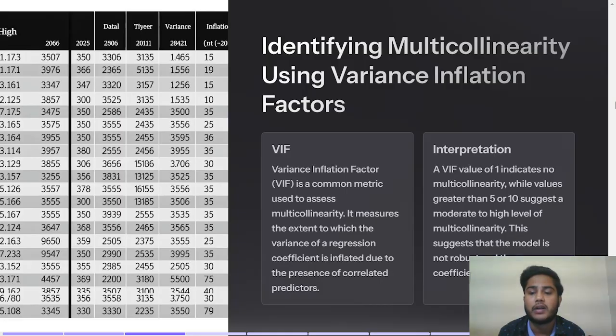Its interpretation is: a VIF value of 1 indicates no multicollinearity, while values greater than 5 or 10 suggest a moderate to high level of multicollinearity. This suggests that the model is not robust and the coefficients may be unstable.